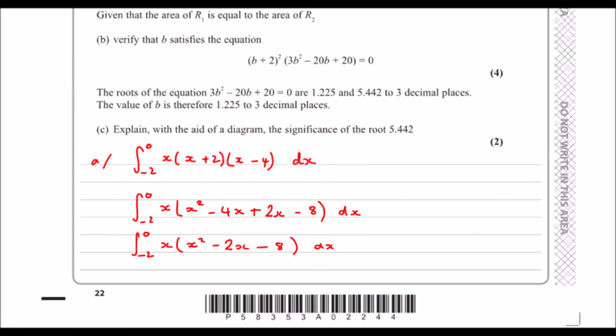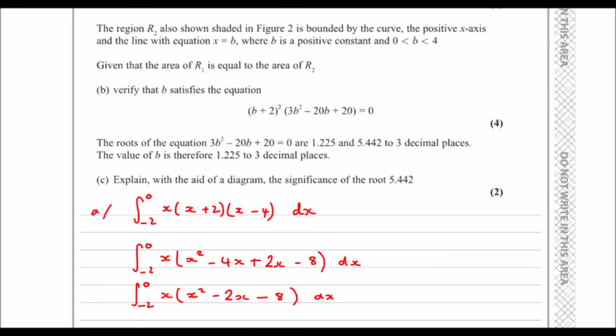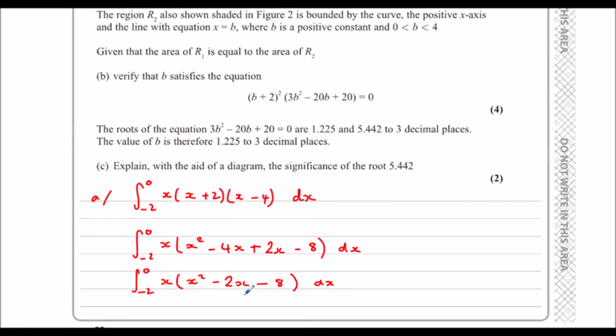Then I'll be ready to integrate it. So I'm going to multiply through by x, which gives us x cubed minus 2x squared minus 8x. So now we're ready to integrate.